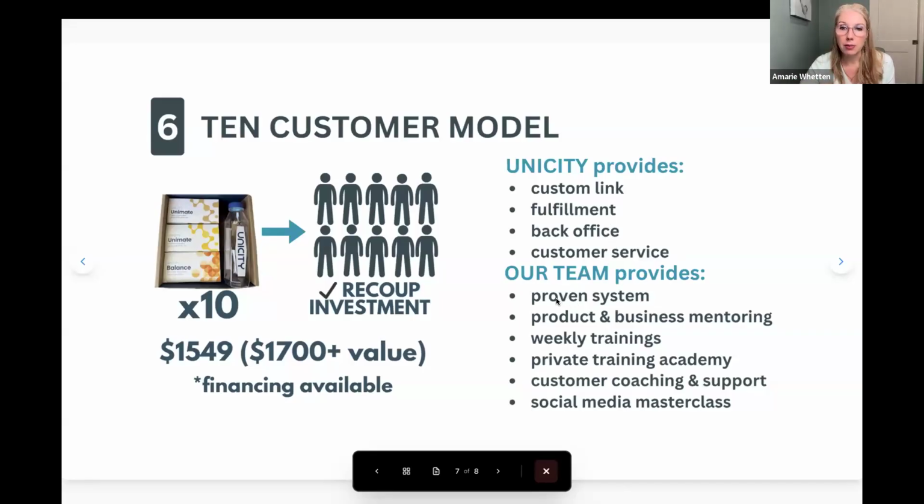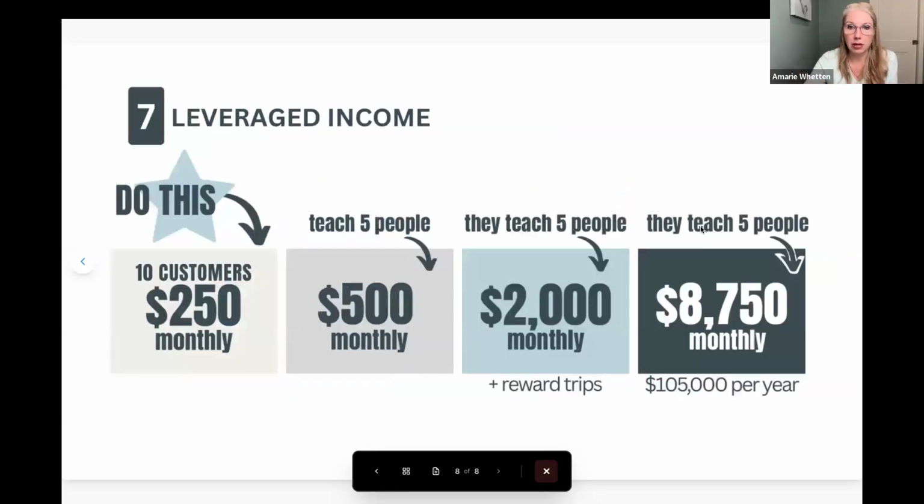And what our team provides, what I provide, is a proven system of duplication. So on my team, I'm a 7-figure earner. I have been in this business 3 years. I have 7 people now that make 6 figures on my team. And then we have a proven duplication system, a product and business mentoring, weekly training by some $1 million earners a couple times a week. We have a private training academy. We have customer coaching and support that's readily available. And we have a social media masterclass to learn how to be on that forefront of social media. Like, right now, so many people are making money on social media. Maybe you've been curious about what it is they're doing.